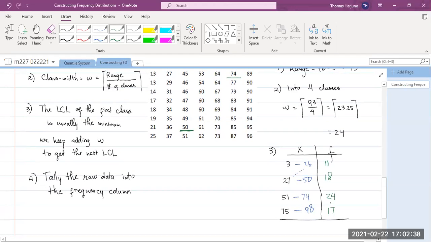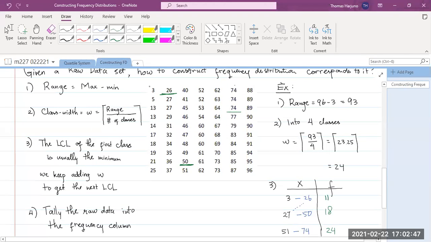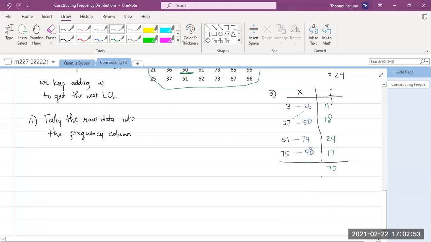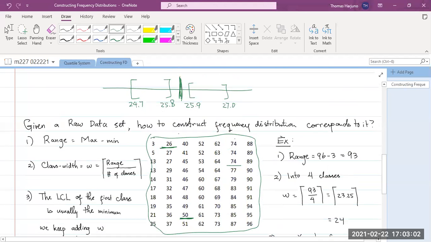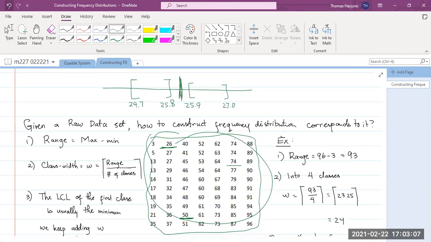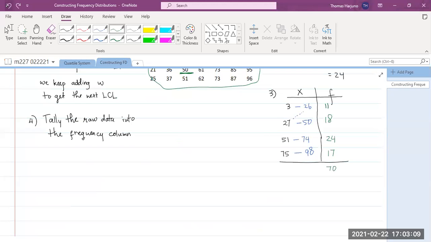Now, after you're done with this, you add these numbers here, and they happen to be 70. Make sure it's the same as the number of data you have here. Do not just assume that the sum must be 70. Just in case you miscompute something, you add this separately from finding how many data there are. That way we can confirm that we constructed it correctly.